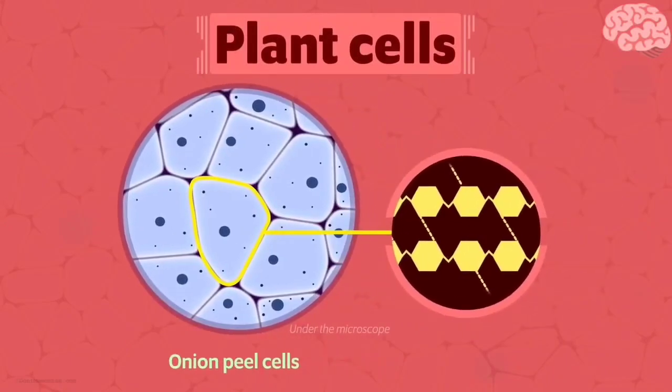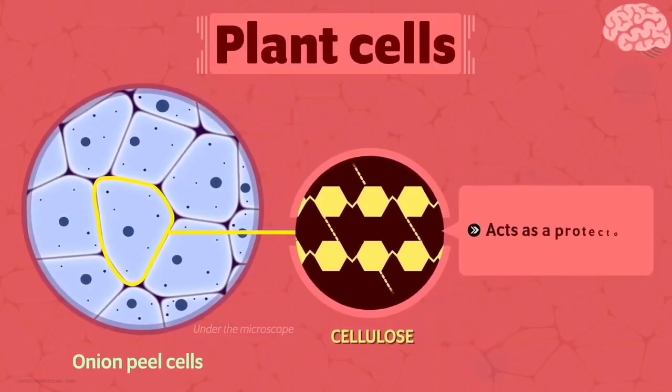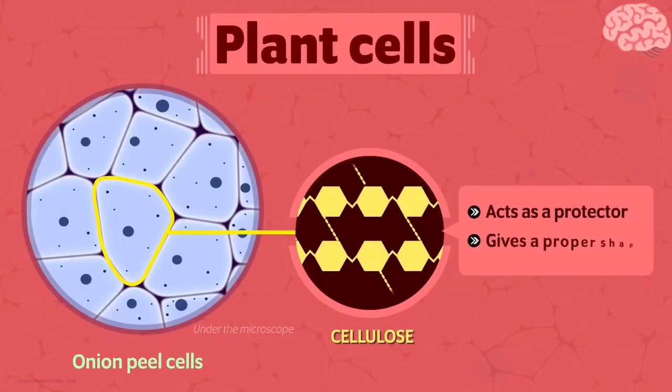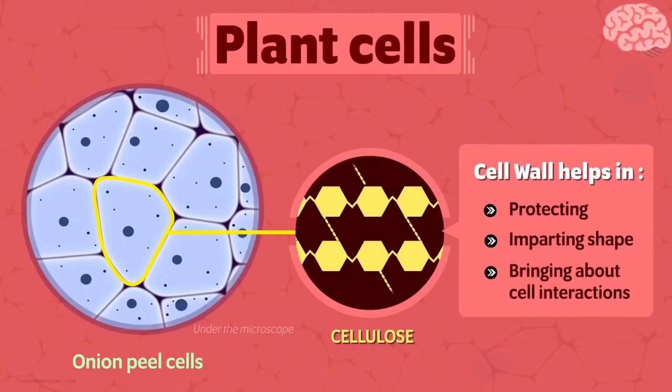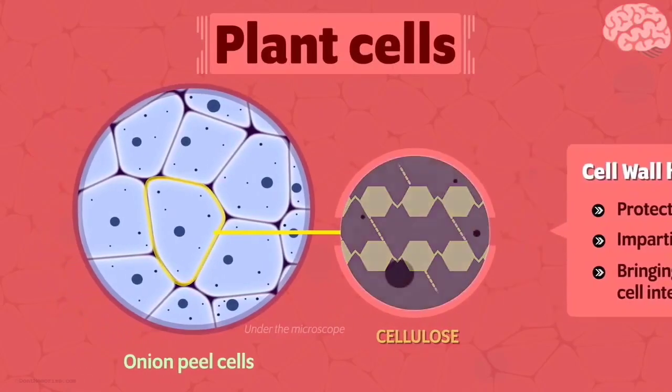It is composed of a non-living rigid structure that is cellulose. It not only acts as a protector but also gives a proper shape to the plant cell. It also helps in cell-to-cell interaction and provides a barrier to undesirable macromolecules. It protects, it gives shape to the cell, and it helps in cell-to-cell interaction. Clearly, the cell wall is a very important part of the plant cell structure.